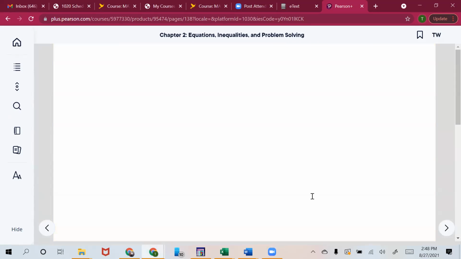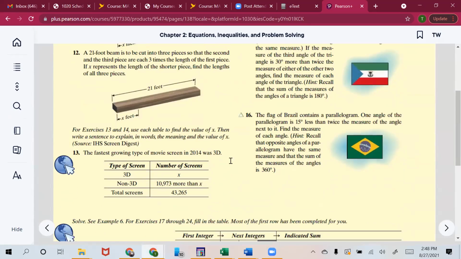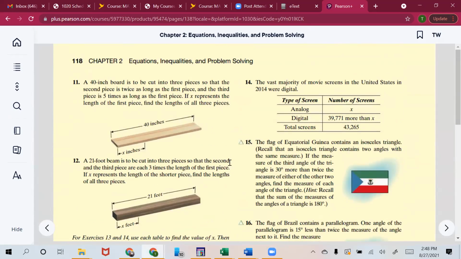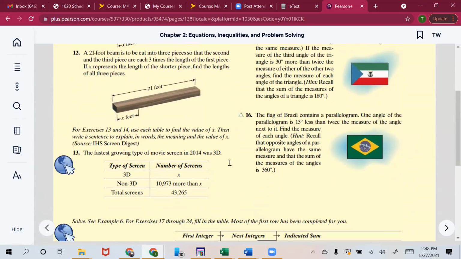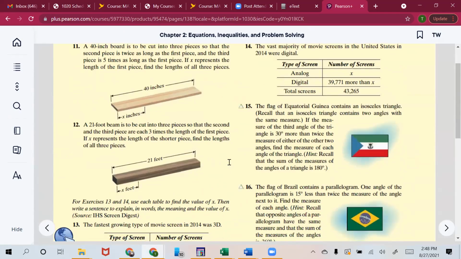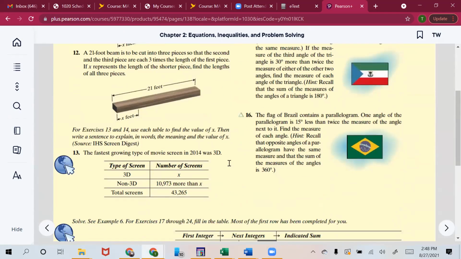There's so many good ones to choose from. Find the value of X. Okay, so let's look at 14. So the directions for 13 and 14: use each table to find the value of X, then write a sentence to explain in words the meaning and the value of X.